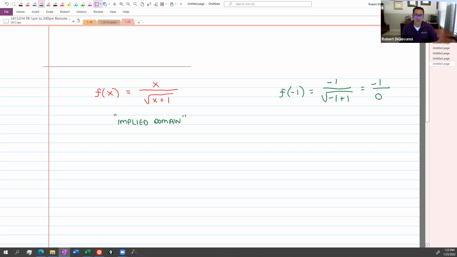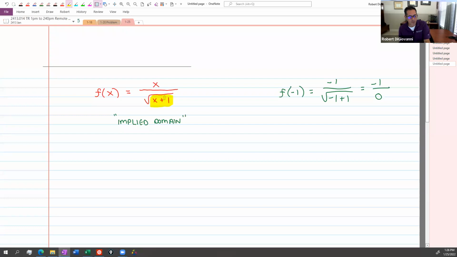You get division by 0, right? Can't have division by 0. So without me writing it, it is implied that -1 is not in the domain. You're not allowed to plug in -1. There are other numbers you can't plug in though. Can you all see what they are?